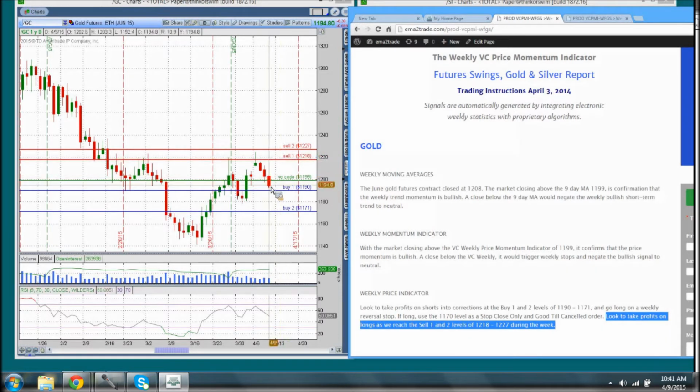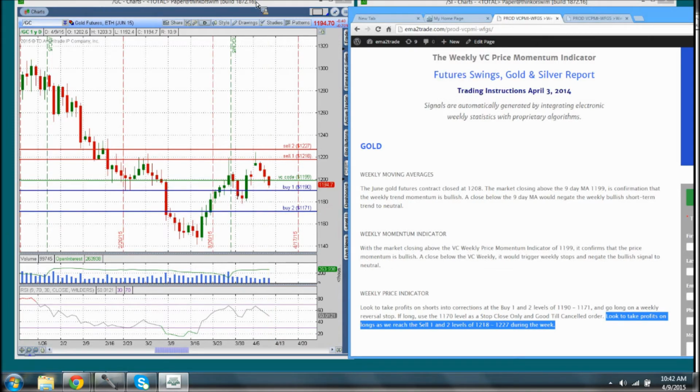The market price closing today would be an indication of what we're going to do for the next few days. A close above 1199 activates the sell one, sell two levels of 1218 to 1227. A close below 1199 today activates the buy one at 1190 and buy two level at 1171 for the next couple of days. So let's see how it does over the next couple of days. On Saturday, we will be writing a new report for the following week, and you will have a pretty good idea at that point what we can expect next week.